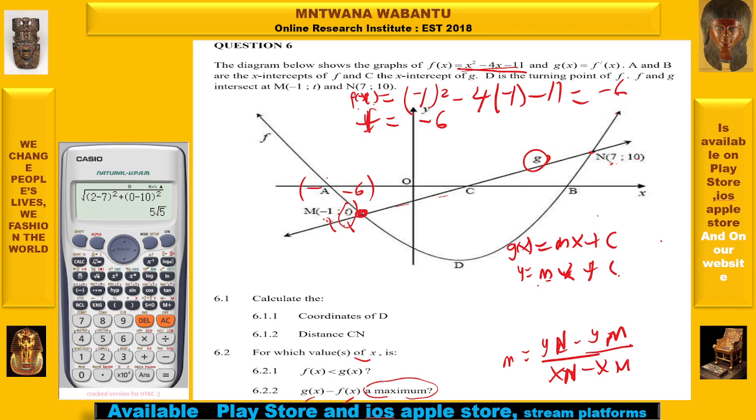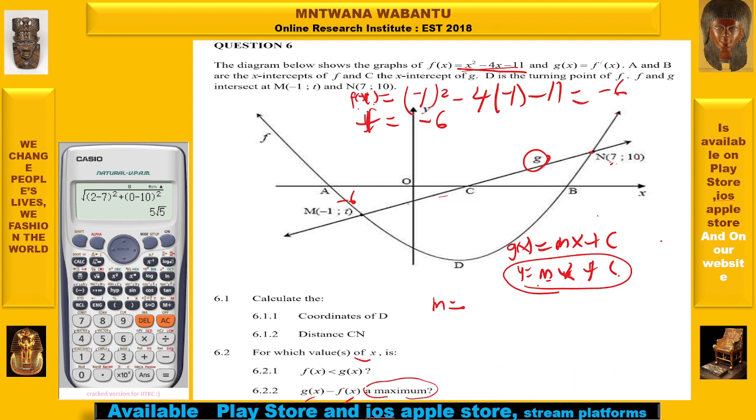And x equal to negative 1 at this point M. At point M, let me just keep clear, t equal to negative 6 here. So for that being said, now you see we can get your slope. So I'm going to say my slope now, my slope equal.